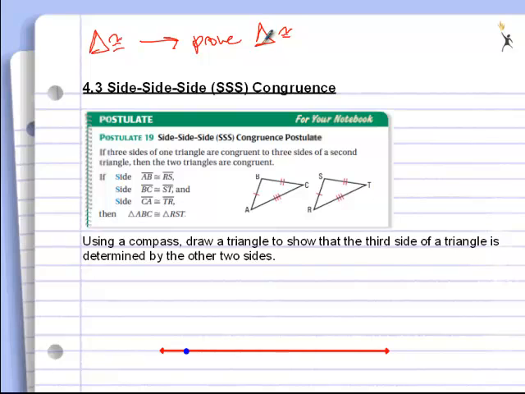One of the ways we do that is by proving the sides are congruent. And this is called SSS, or side-side-side congruency. And there are about 5 different congruency theorems that you're going to learn. The first of those being side-side-side, or SSS. If you can prove that all 3 sides of one triangle are congruent to all 3 sides of another triangle, then you can say the triangles are congruent.